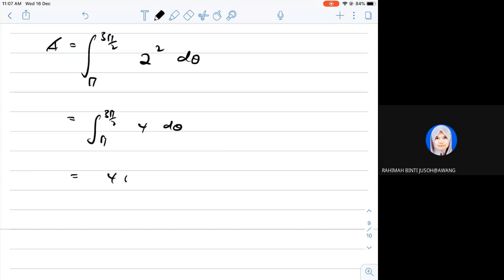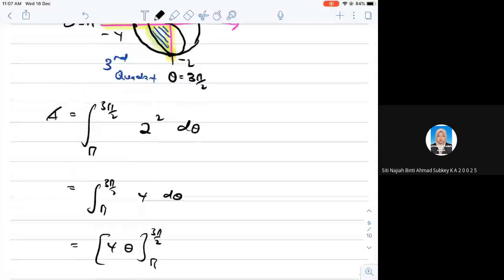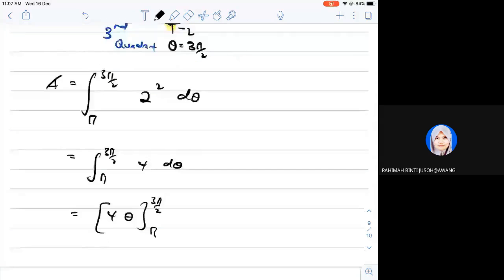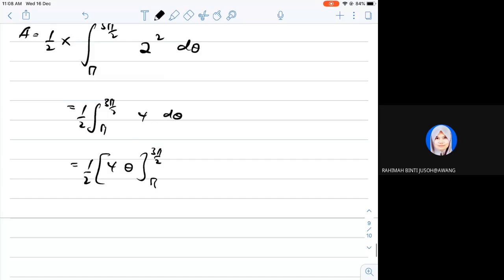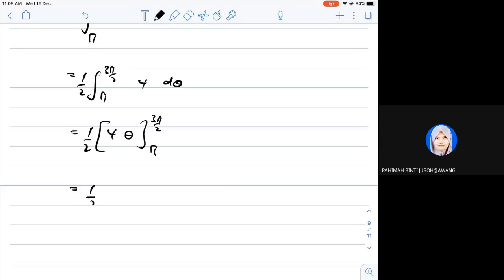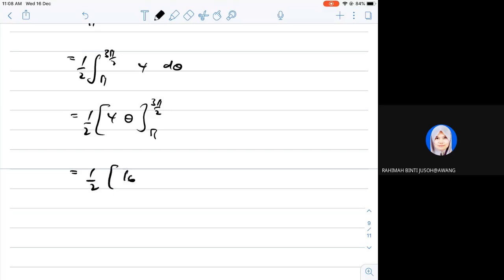So of course 4 theta. So substitute 3 pi over 2. Doktor, depan A tak ada 1/2. 1/2 terlupa. Thank you very much. Excited sangat. Sorry. So 1/2. Alright. So now dia jadi apa ni? 1/2, 4 times 3, 2 pi. So 12 pi jadi 6 pi. 6 pi minus 4 pi. So we have 1/2 times 2 pi, we get pi.